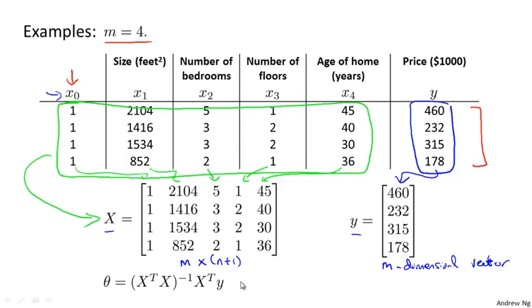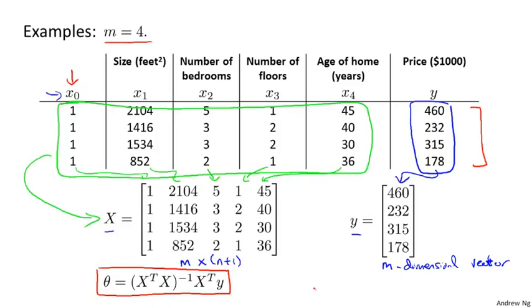Finally, if you take your matrix X and your vector y, and you just compute this and set theta equal to (X transpose X) inverse times X transpose y, this will give you the value of theta that minimizes your cost function.